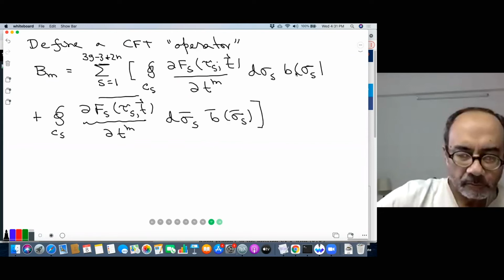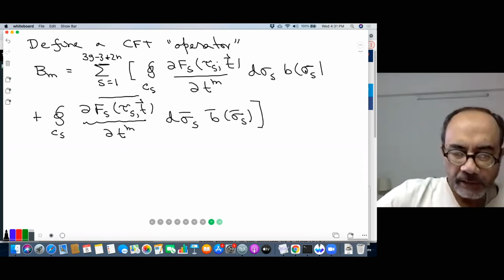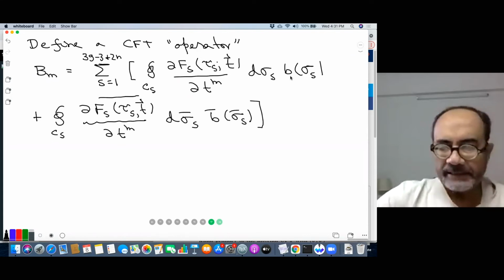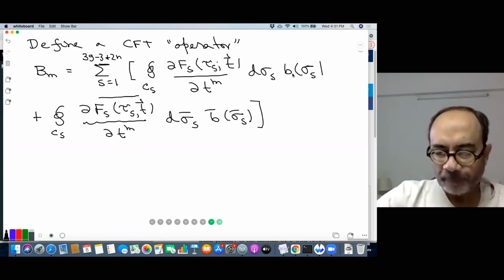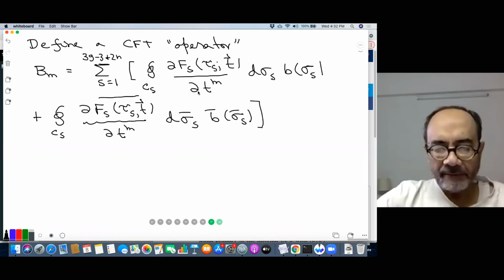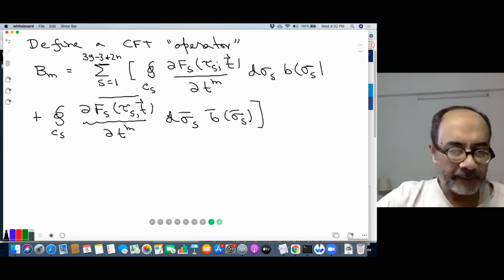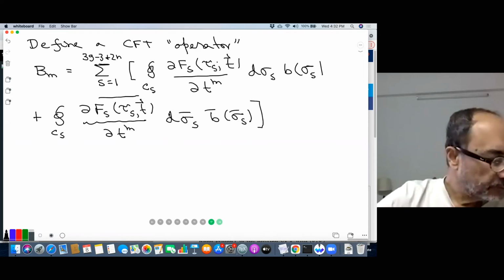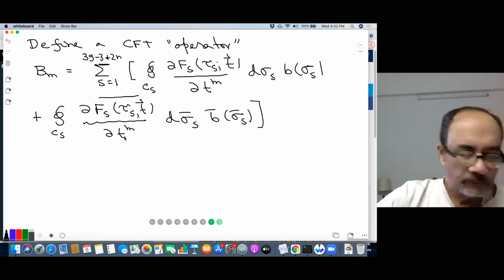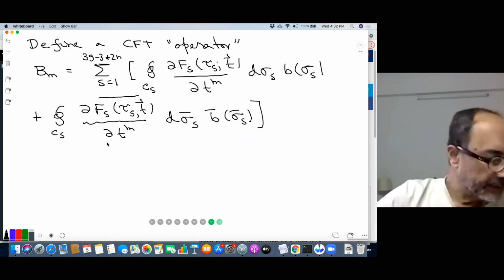Okay. So when I write B of sigma_s, this is B evaluated in the sigma_s coordinate system. That's the notation we have been using all through, right? So the argument also tells us what coordinate system we are using to insert B. This derivative is taken at fixed hours. We take the derivative of F_s with respect to t_m at fixed hours. So that's the definition of the operator B, capital B_m. I hope it's clear.